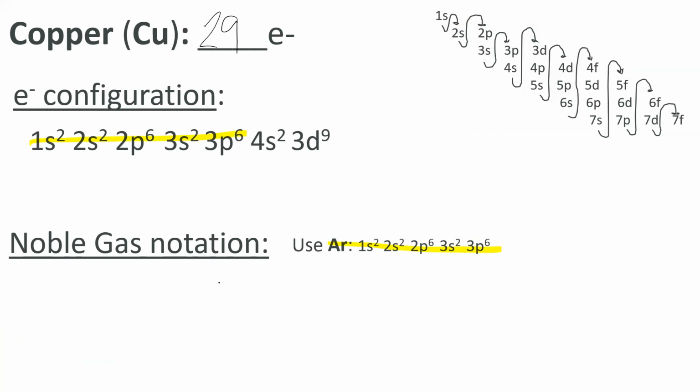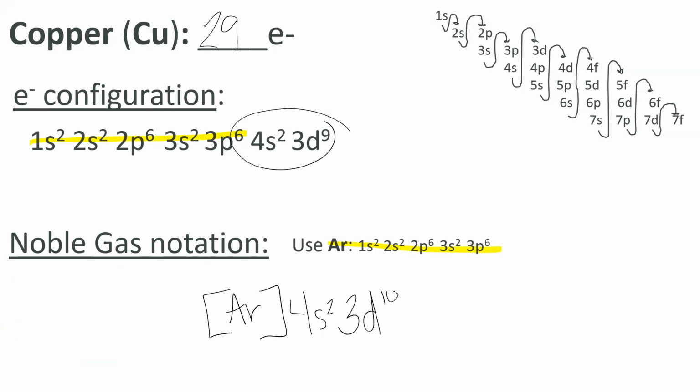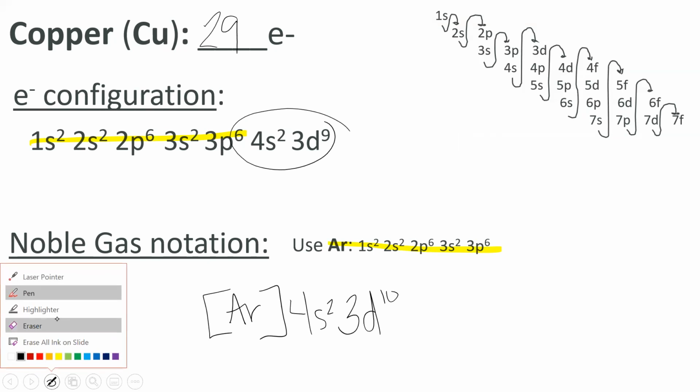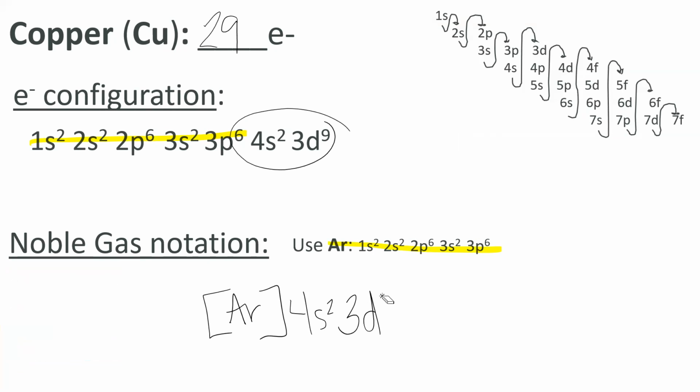So my noble gas notation for copper is argon in brackets. And then I take the rest and write it on. 4s2, 3d9. Whoops. Make sure you're actually copying your electron configuration correctly. This is a doozy one for me. Argon has 18, plus 2 is 20, plus 9 is 29. It's a shortcut.